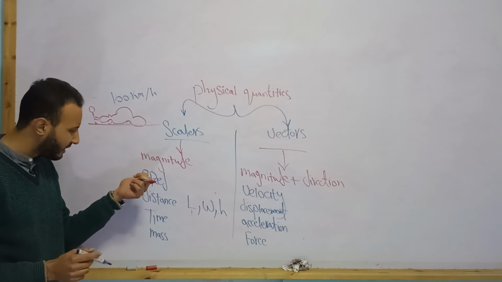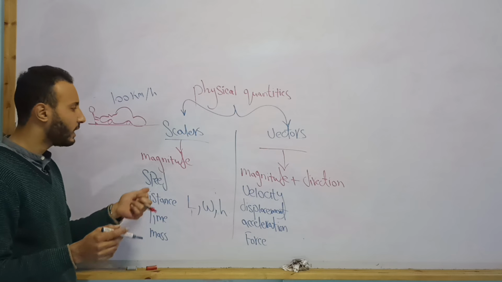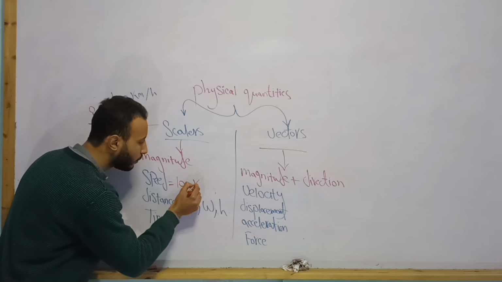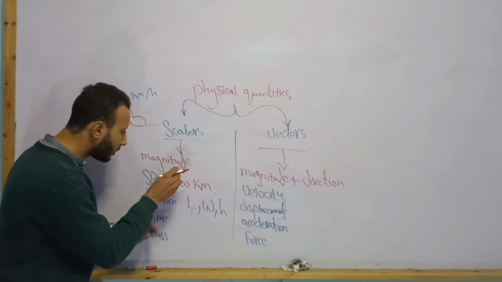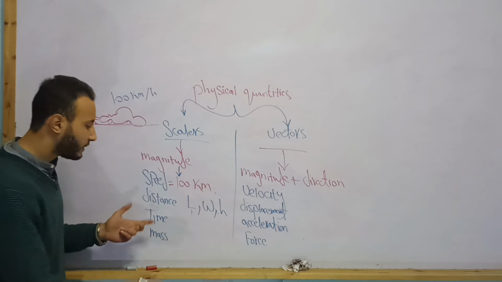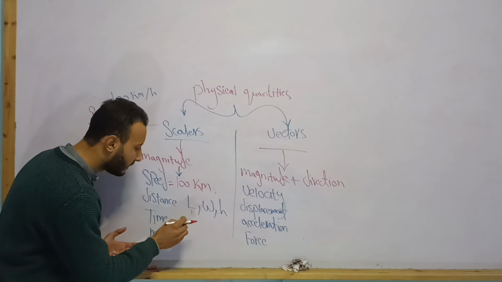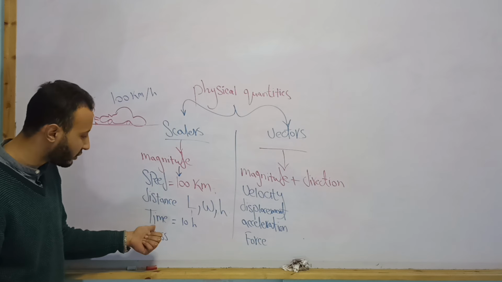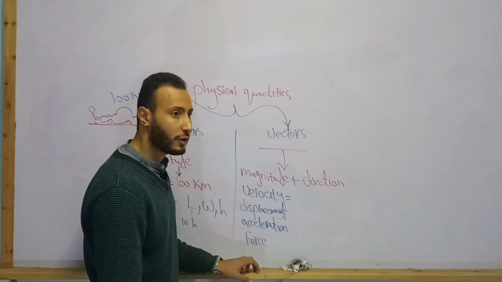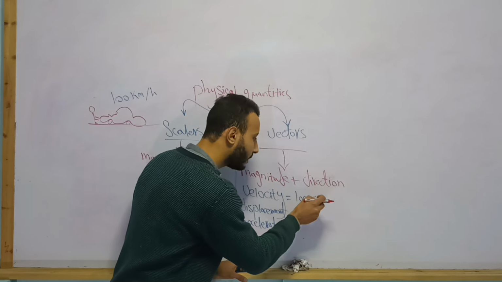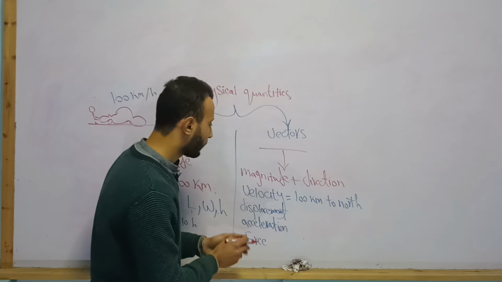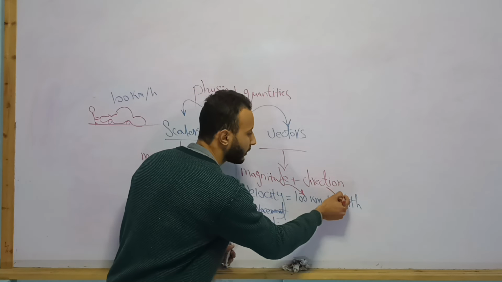So what I mean is that a scalar physical quantity needs only magnitude. For example, if you say that the speed is 100 kilometers, the magnitude here is 100. The number is the magnitude. Or you say the time is 10 hours, so the magnitude of the time is 10 hours. But if we say that the velocity is 100 kilometers to the north, this is the magnitude and this is the direction.